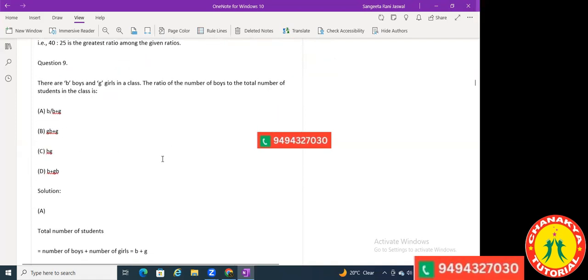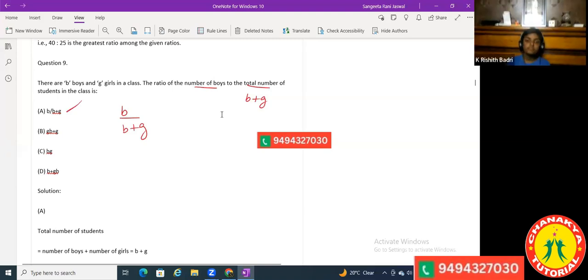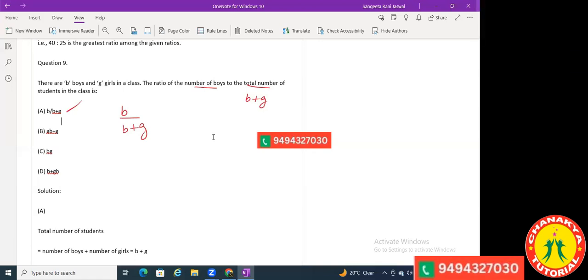Never mind, we'll go ahead. Now leave this question. If the boys are B, girls are G, the ratio of the number of boys to the total number of students in the class. Now boys are B. Total number of students is boys plus girls, B plus G. So the ratio is B upon B plus G. Ratio of number of boys, so boys in the numerator, total number of students, so that is B plus G in the denominator. So that's this option. We can directly say, there was nothing to solve.